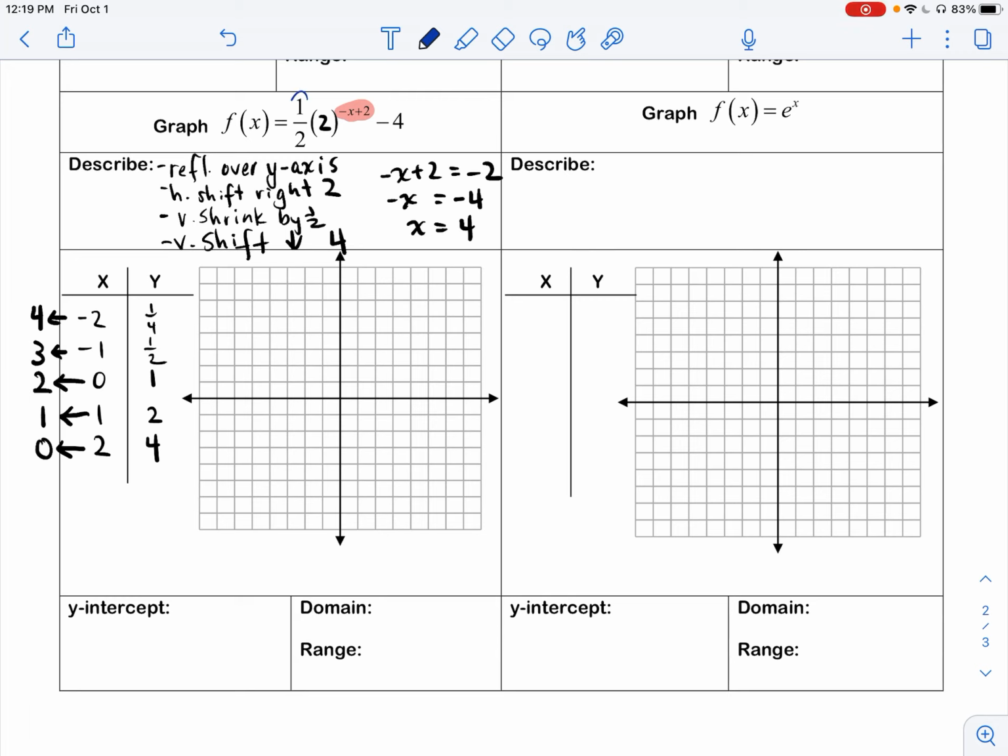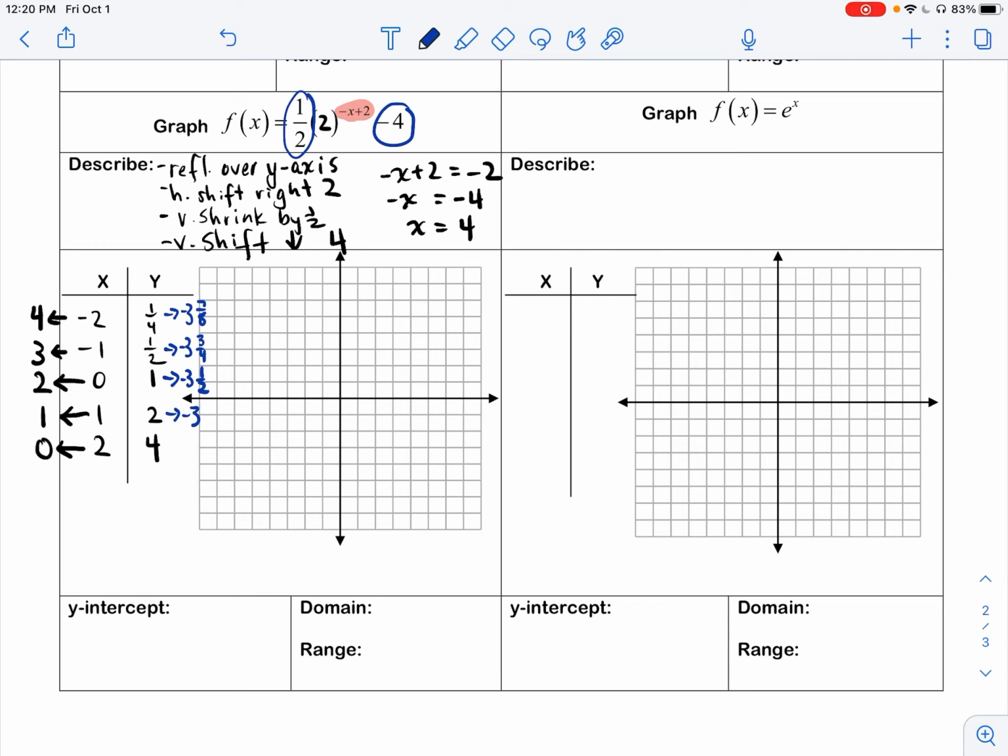What about our vertical transformations? Let me just do this in a different color. Our vertical transformations, we're going to multiply by 1/2. We're going to vertically shrink it by 1/2, and then we're going to subtract 4 from it. So 1/4 times 1/2 is 1/8 minus 4. That's -3 7/8. Okay. 1/2 times 1/2 is 1/4 minus 4, -3 3/4. 1/2 times 1 is 1/2 minus 4 is -3 1/2.